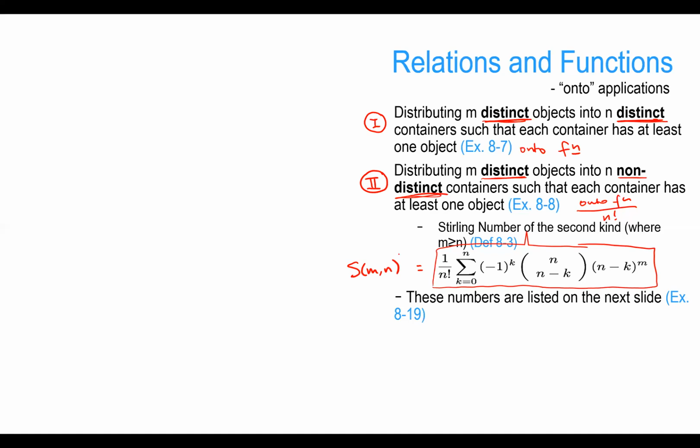I'm going to explain S of m, n when we come back after the break, but just to let you know right now, there are 2 new types of counting problems that we've encountered, type 1 and type 2, and they're both very much related to onto functions. So right now I'm going to stop and take a break, and when we come back, we'll discuss the significance of the Stirling numbers of the second kind.